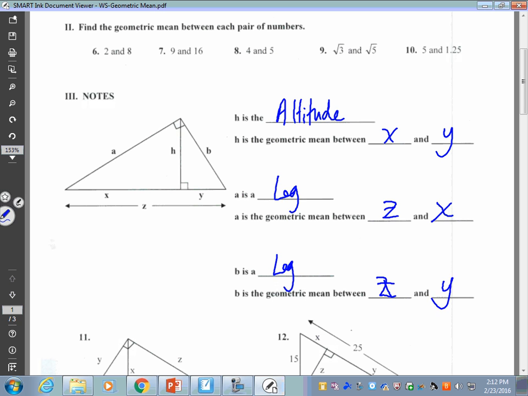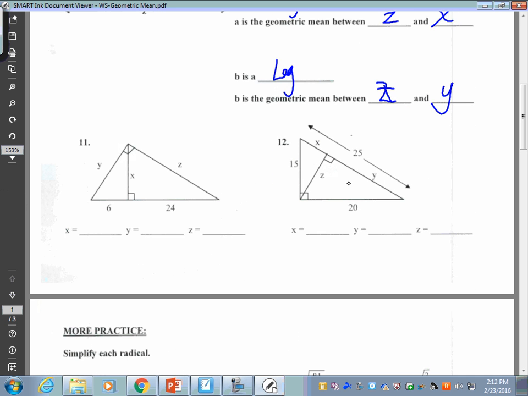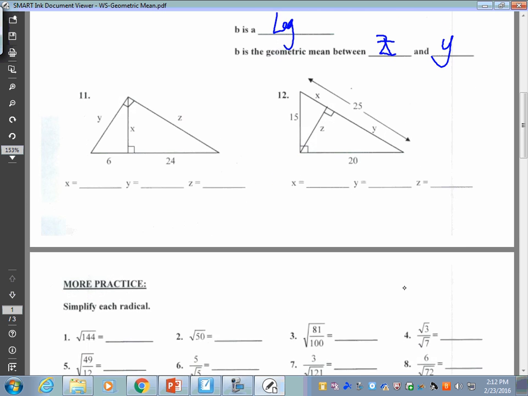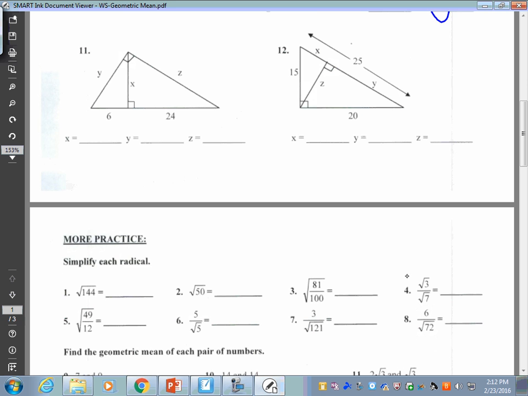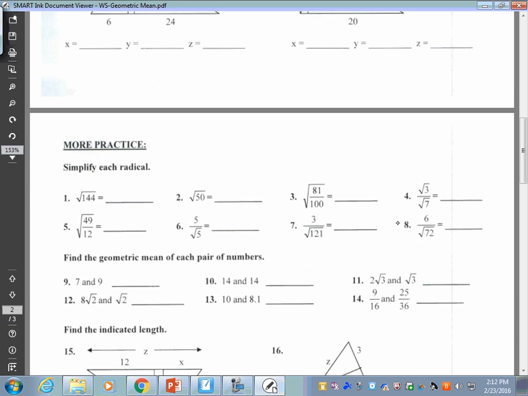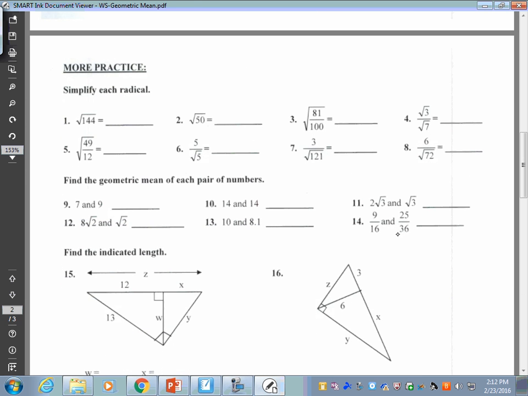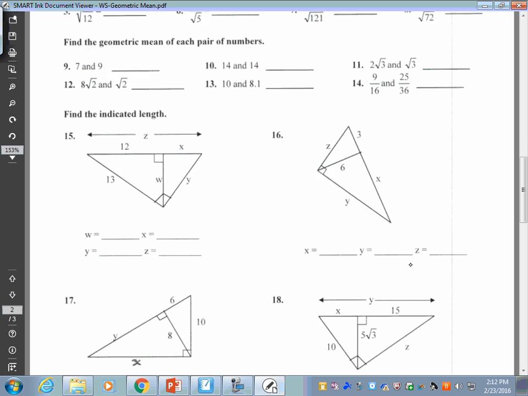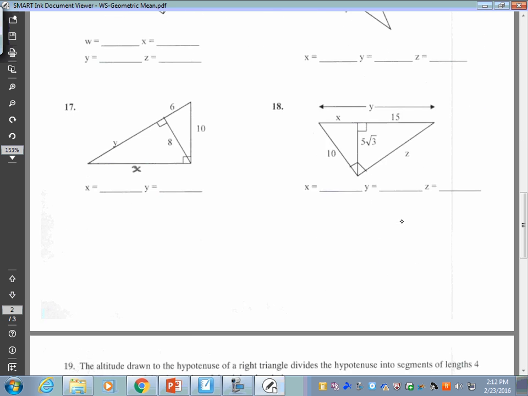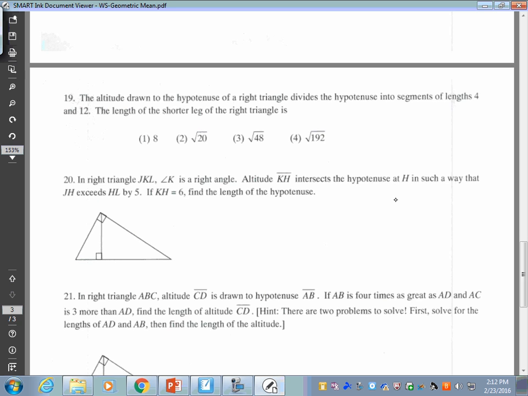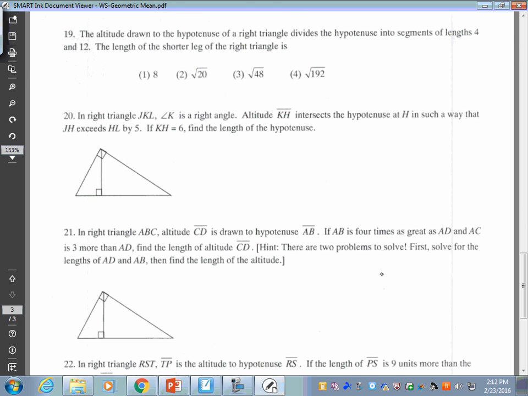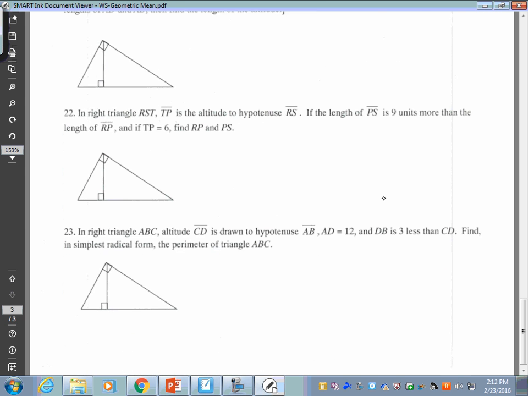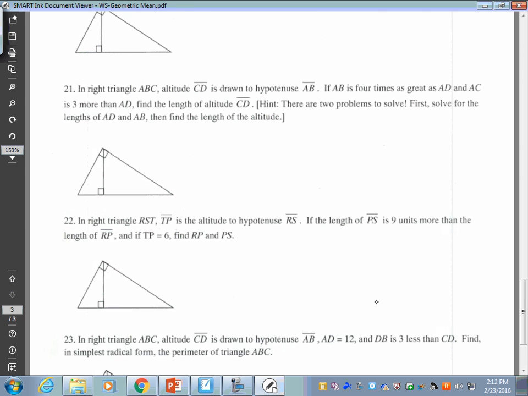Alright, so I will have a partial key for this to help you. I'll put it on Remind, giving some hints, having some of the problems worked out, but you should be using your altitude rule, your leg rule, heartbeat, or boomerang. Then some more practicing of simplifying. There will be some hints with that. Find the geometric mean, multiply, take the square root. And then you definitely get some hints because when the figure's not drawn, you need to draw it. And then we're going to see if we can apply the geometric mean with some more problems.